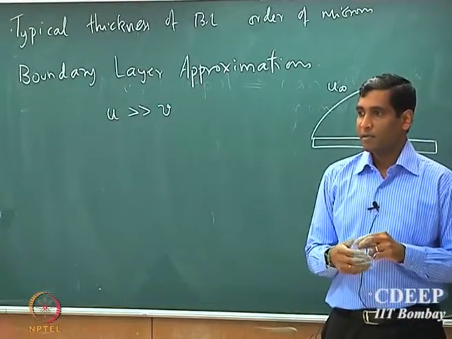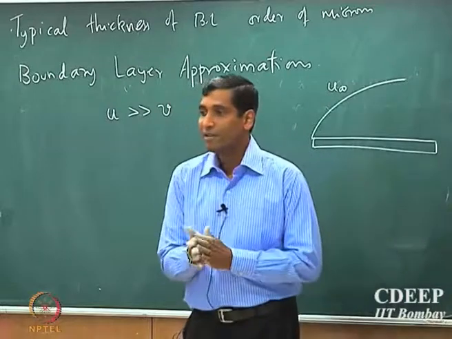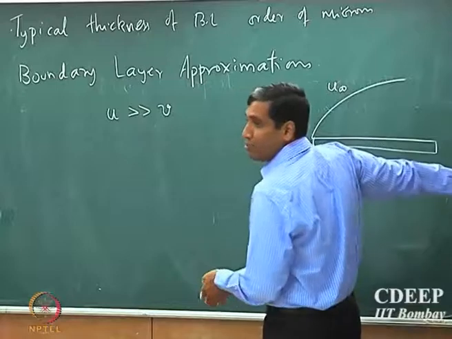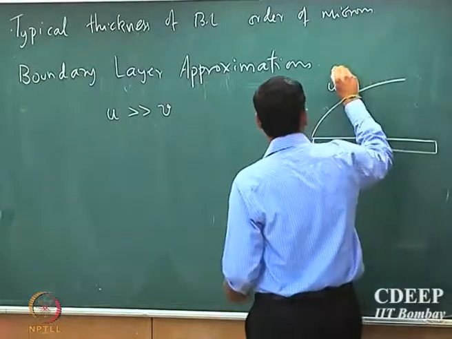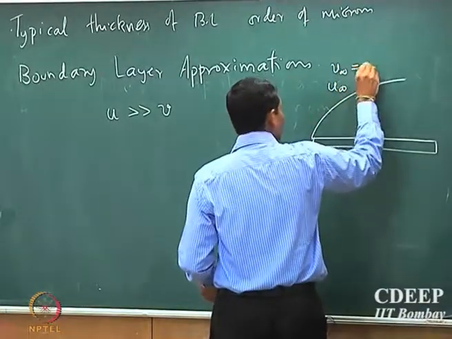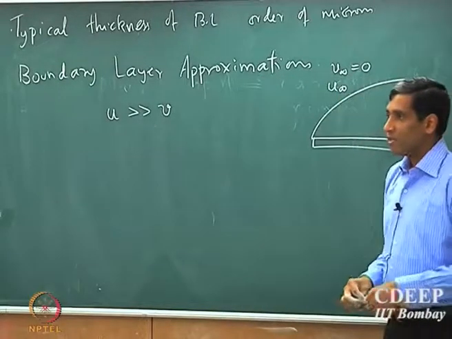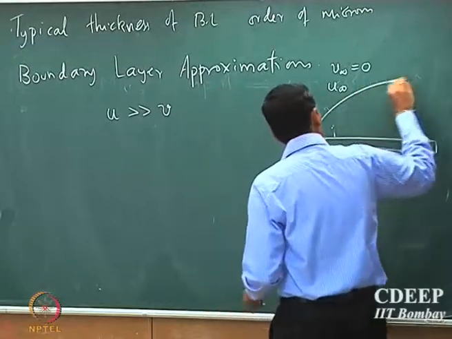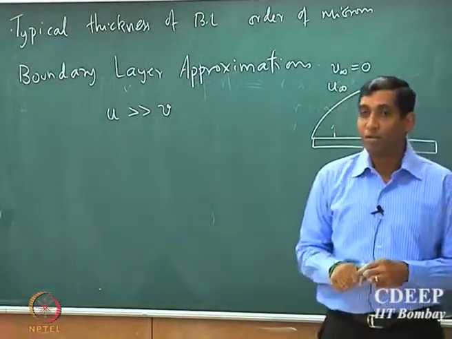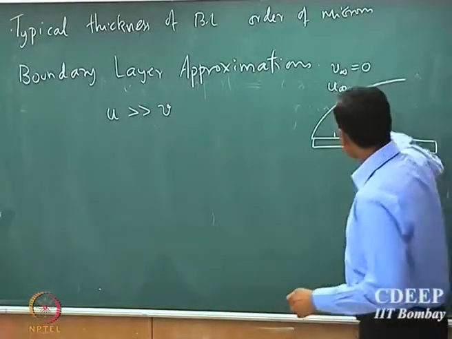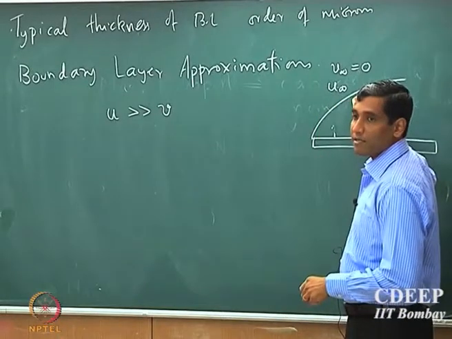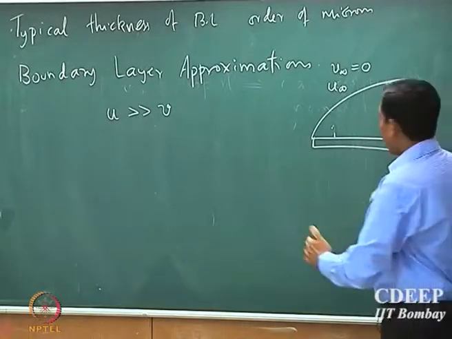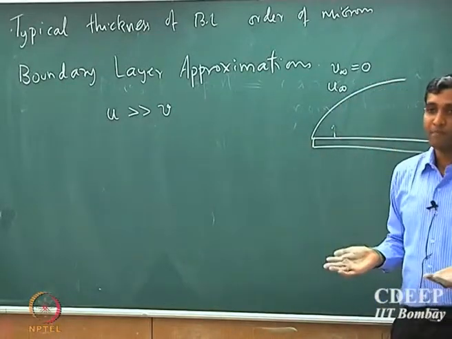Y component velocity will be 0 because most of the fluid is actually moving in the x direction. So the V infinity is actually 0 here. So the y component velocity is really present only inside the boundary layer. So the thickness is very small, while the x component velocity is present in the x direction, and this length scale is much larger.